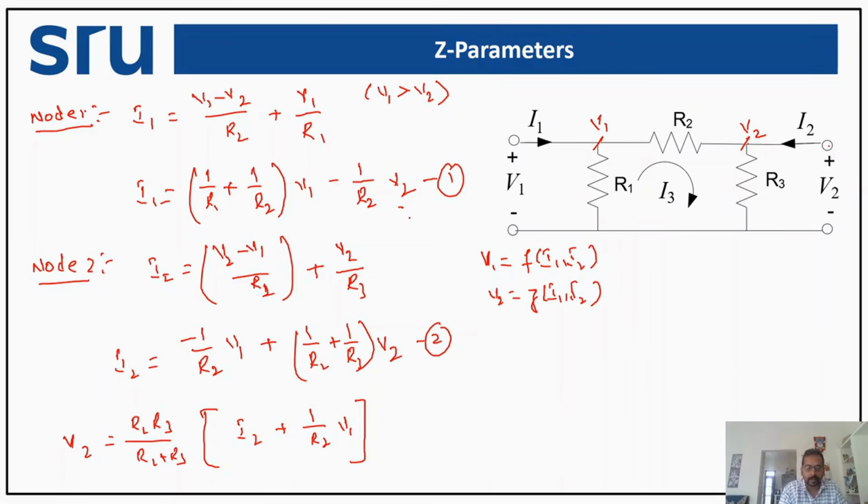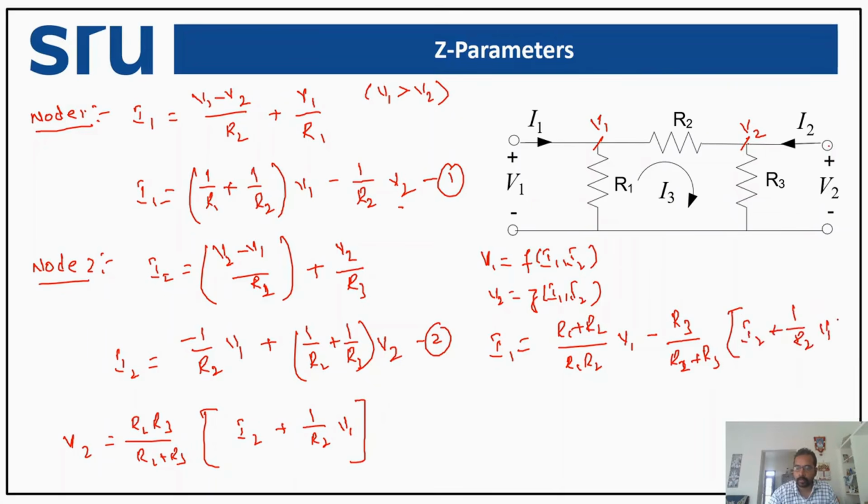So what are we going to get? I1 is equal to R1 plus R2 divided by R1 R2 into V1 minus... we are trying to substitute V2 in equation 1. And if you observe here, V2 has R2 into R3, and we have a denominator R2, so I am trying to cancel it out. So we are going to have R3 by R2 plus R3 into I2 plus 1 by R2 into V1.